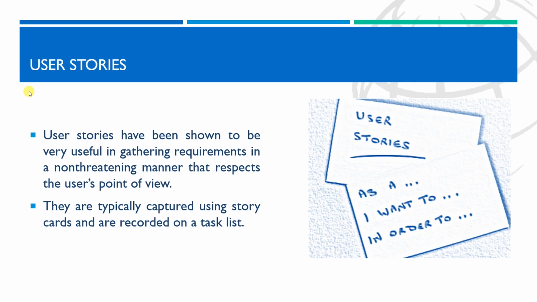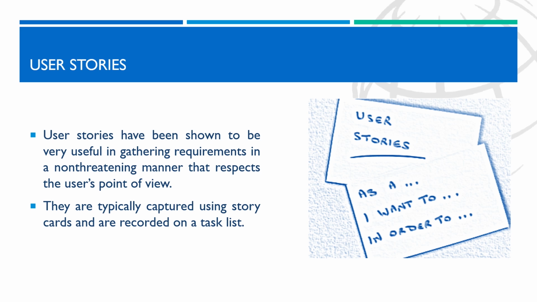The next technique is user stories. User stories, along with their associated story card and task list, are associated with the agile development approach. User stories have been shown to be very useful in gathering requirements in a non-threatening manner that respects the user's points of view. They are typically captured using a story card and are recorded on a task list.